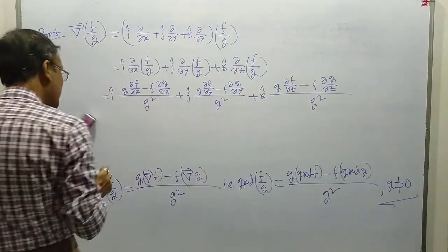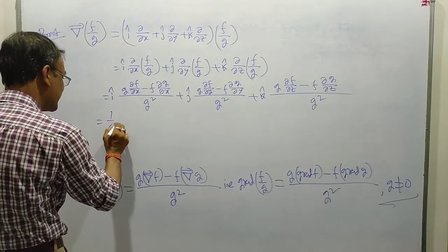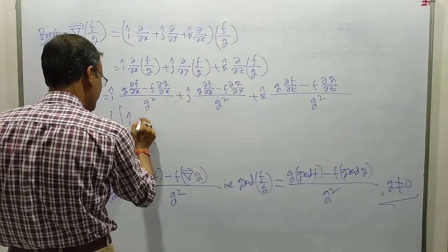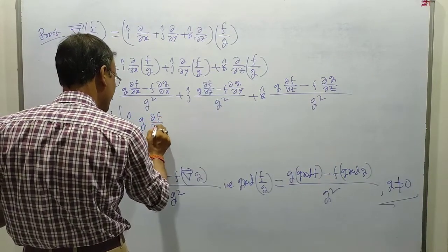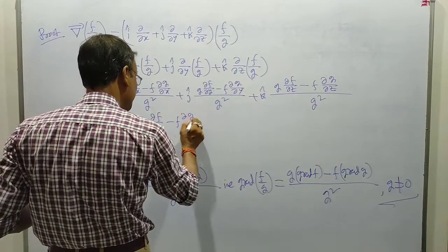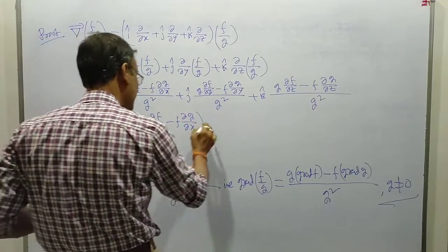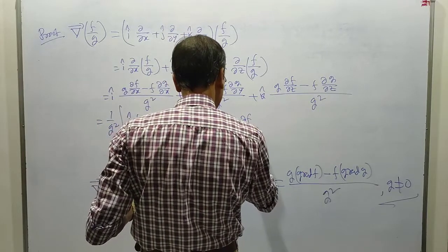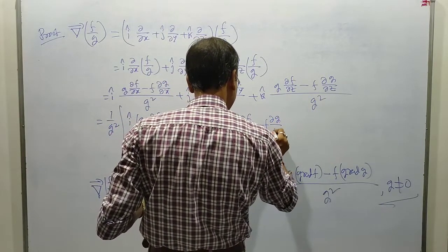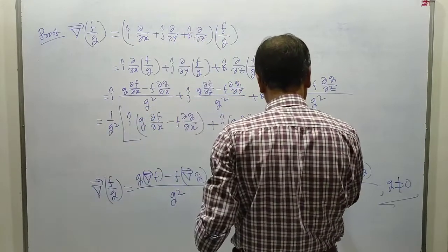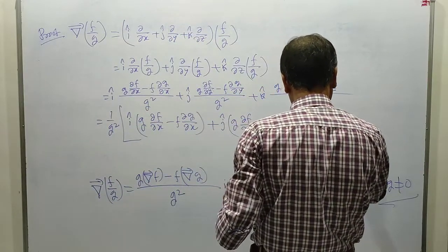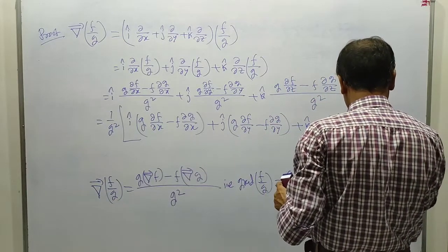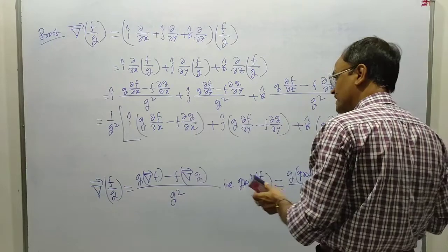Now this is equal to 1 by g square, taking it as common: i cap (g ∂f/∂x minus f ∂g/∂x) plus j cap (g ∂f/∂y minus f ∂g/∂y) plus k cap (g ∂f/∂z minus f ∂g/∂z).